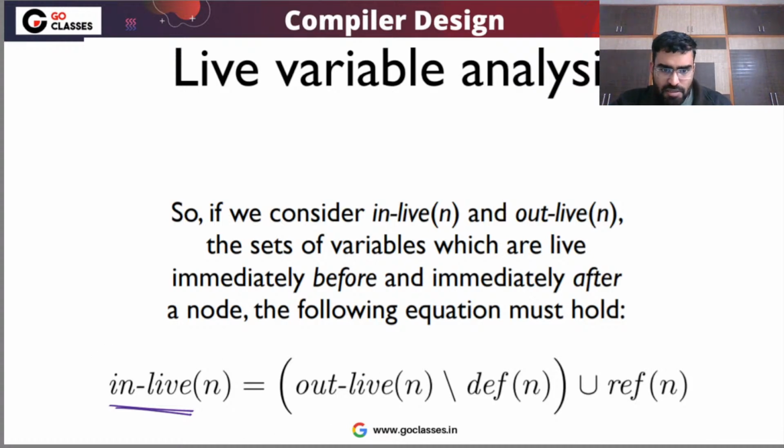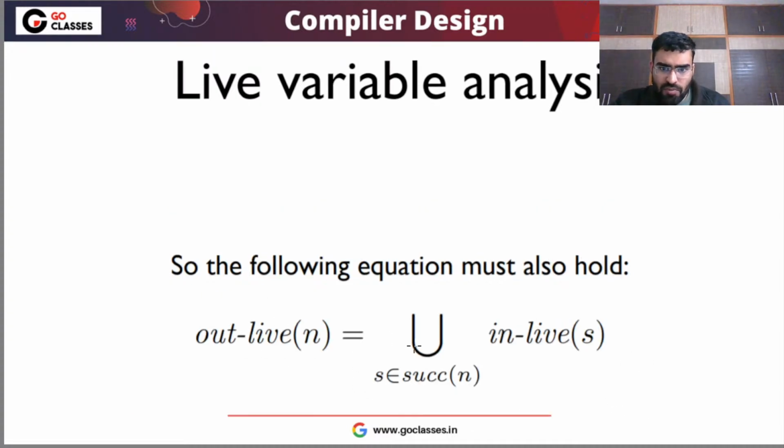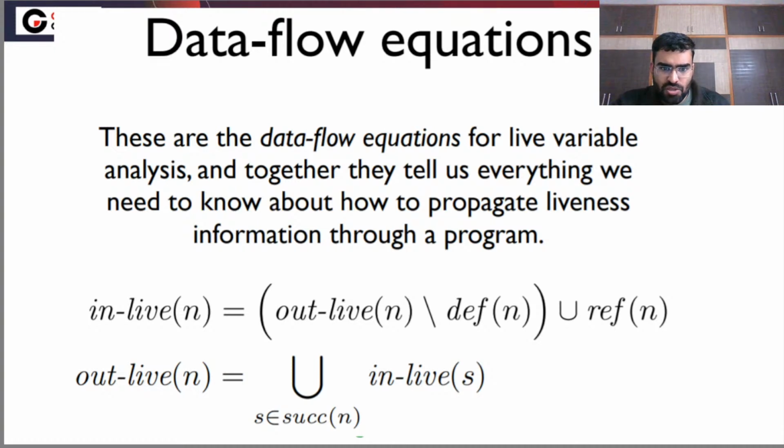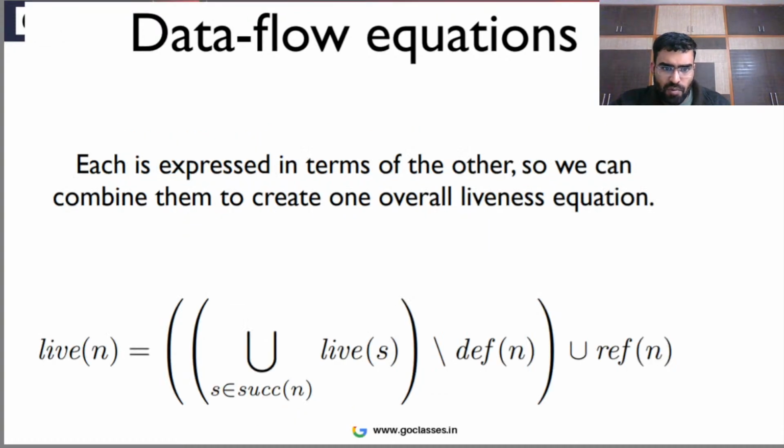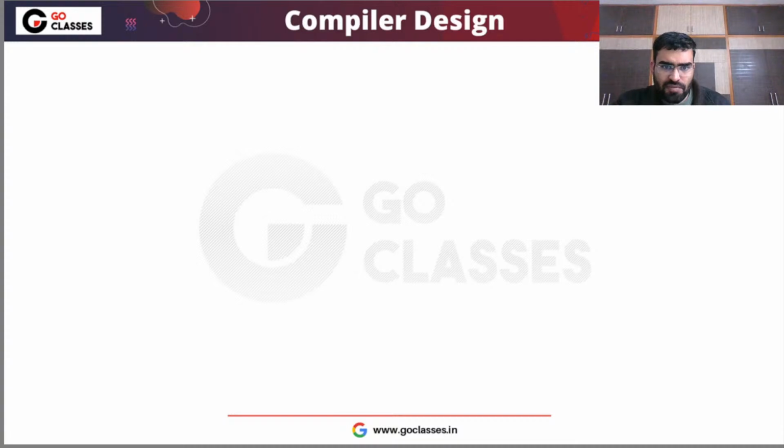I have already explained. Okay, so if you want to find out what is in live of n, it is equal to out live of n minus def of n, like which variables are defined, and union the variables which you are using. And out live of n is the union of in live of all the successors. So these equations we have already seen, and they are very important.